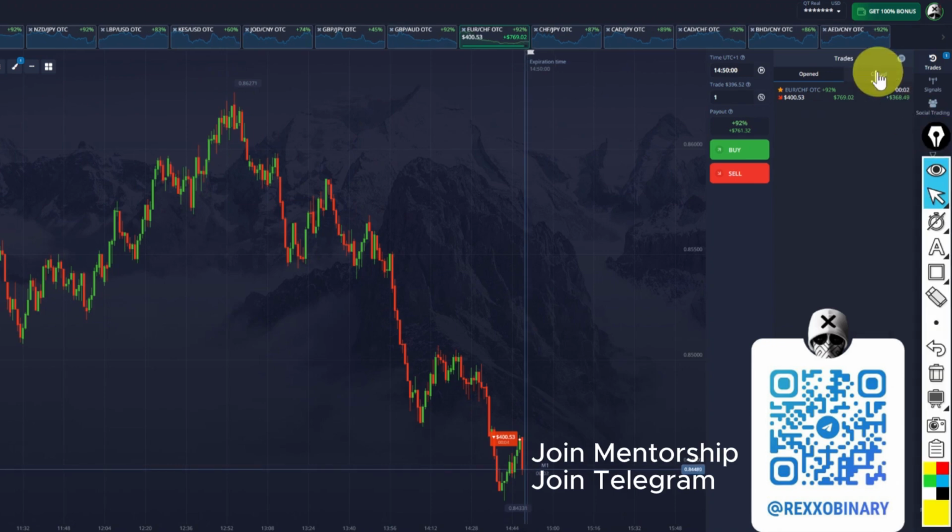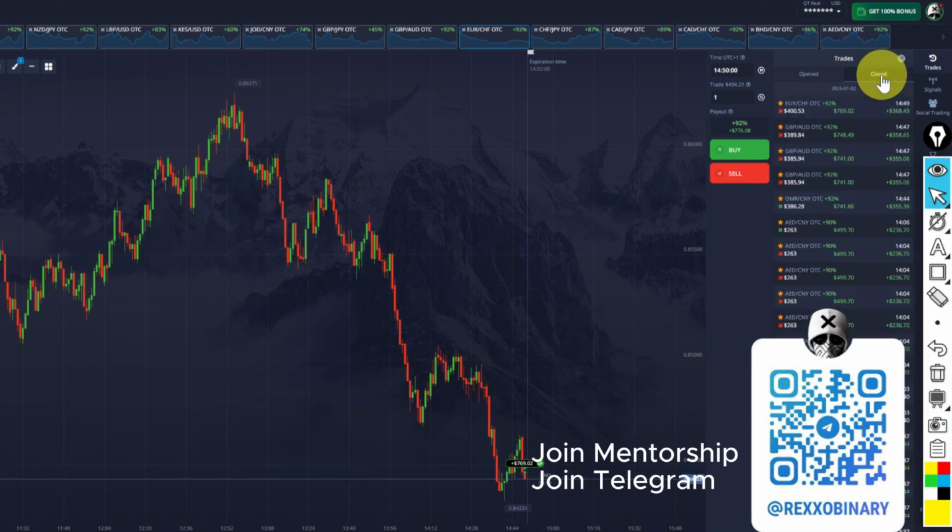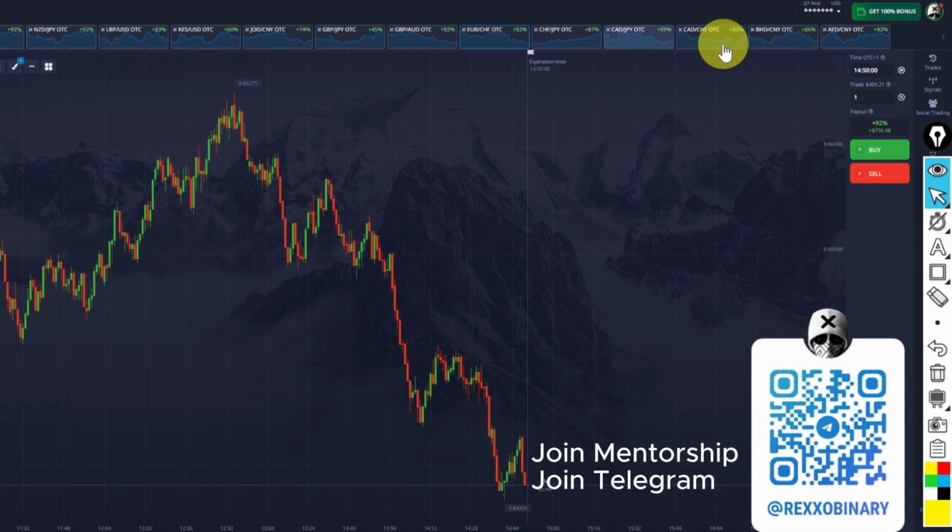This was my closed trade. Okay, you can see, win. So just by understanding basic price action, you'll be able to trade the financial market and make a lot of money.